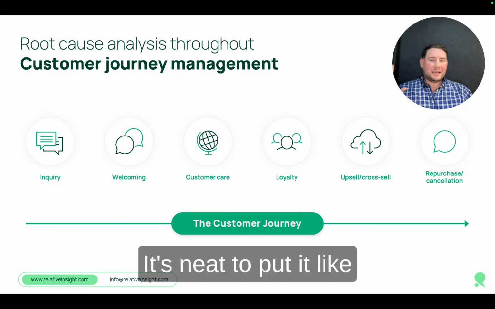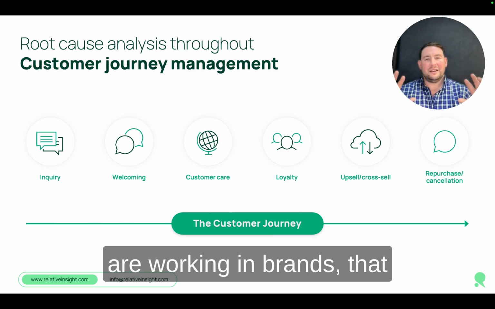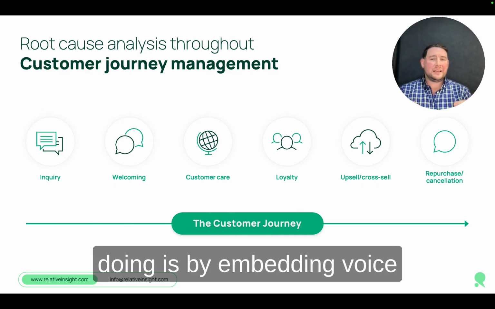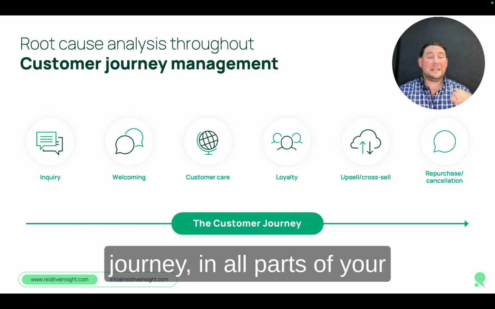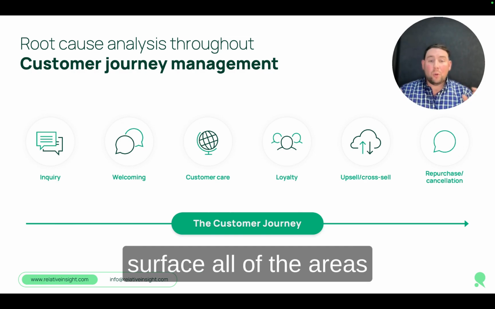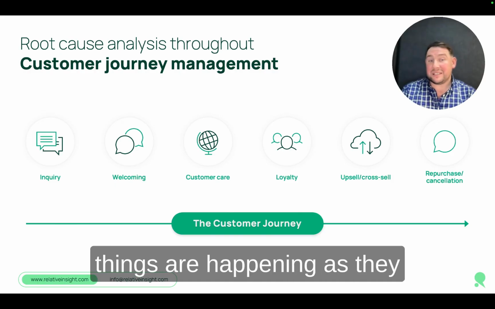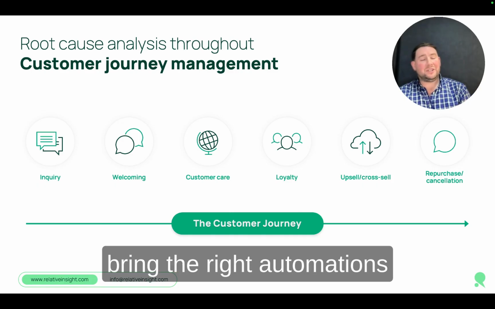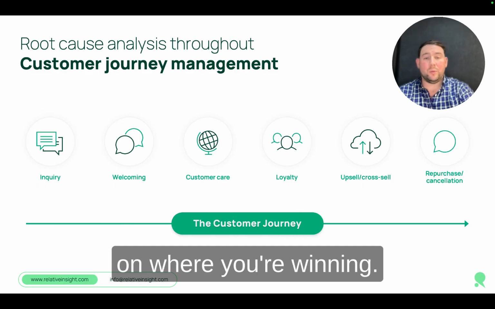It's neat, to put it like that. But obviously, I think we all understand, especially those people that are working in brands, that it's not always as neat and linear as this. And so what we need to be doing is, by embedding voice of the customer analytics throughout your customer journey, in all parts of your customer journey, Relative Insight will be able to surface all of the areas where problems are emerging as they emerge, or great things are happening as they happen. And therefore, you can then bring the right automations in order to solve problems or capitalize on where you're winning.